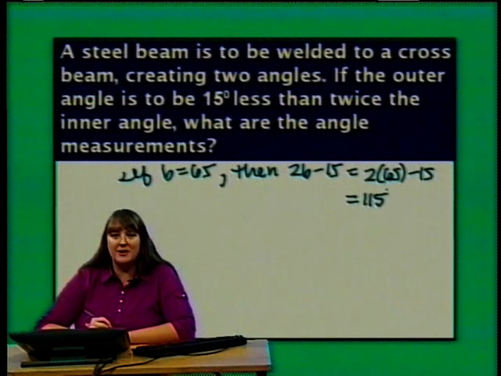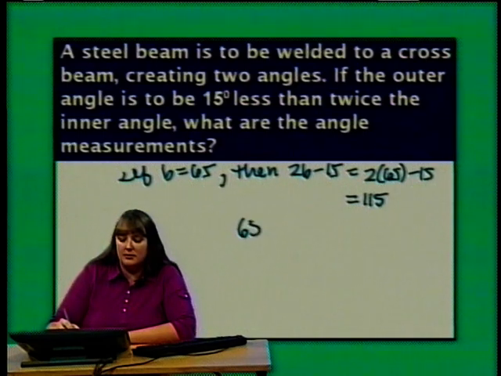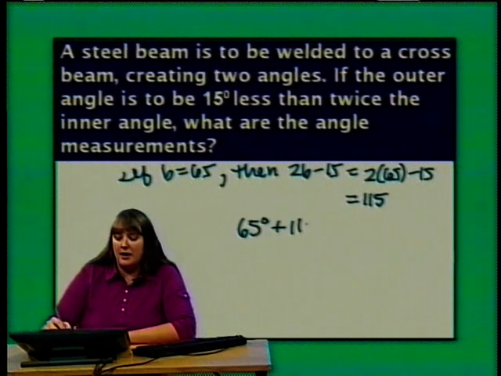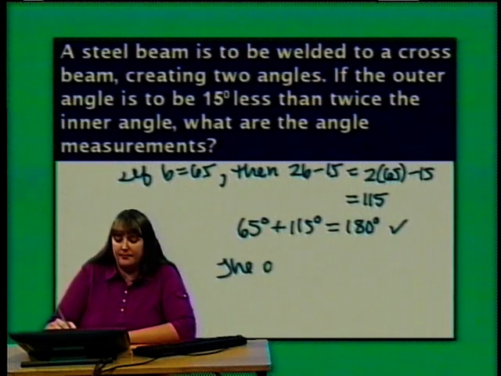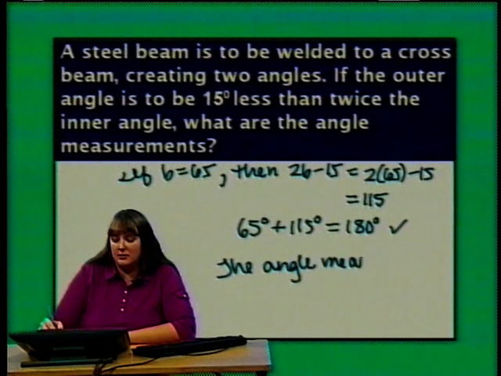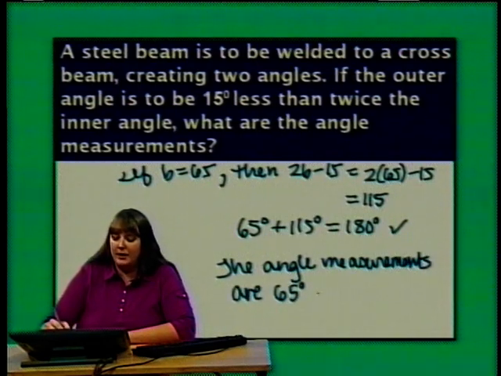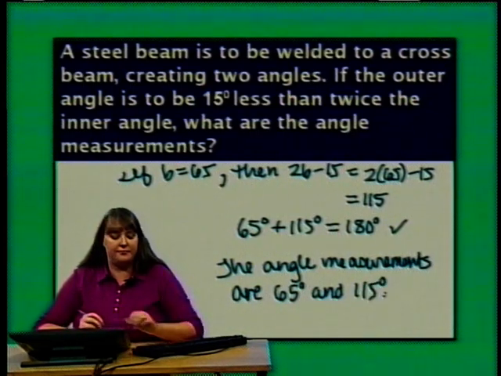So what's my check? Well, these have to be supplementary angles. The sum of 65 degrees and 115 degrees is indeed 180 degrees. So this checks. So I can go ahead and write my conclusion. We were asked for the angle measurements for these angles created by the crossbeam and the steel beam. So the angle measurements are 65 degrees and 115 degrees. And that concludes today's lesson on proportion, ratios, and geometry.